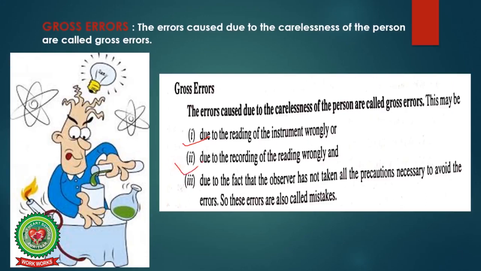Number 2, recording the reading wrongly. You have the right instrument and you have taken the reading correctly, but while noting it down in your copy, you write the wrong reading. The result will be wrong. Third reason is that the observer has not taken all the precautions necessary to avoid errors. These errors are also called mistakes, because they all occur due to the carelessness of the observer performing the experiment. So these are all about errors, accuracy, precision and least count.